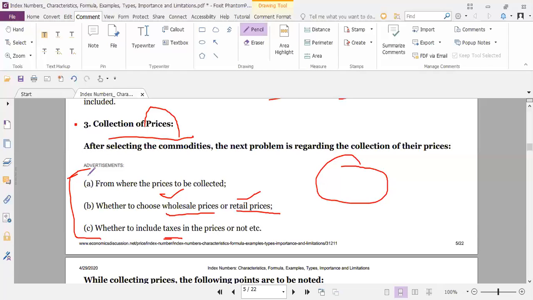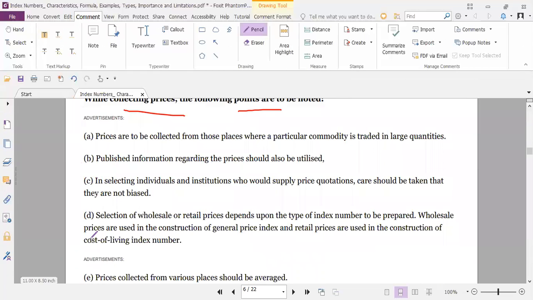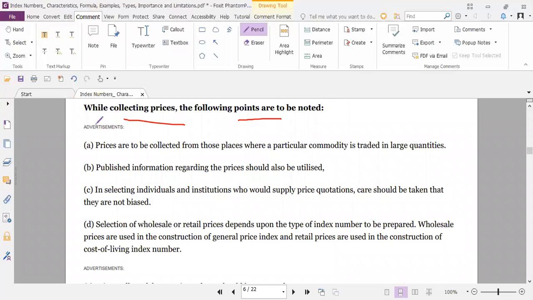You can see in your question, they've asked you what are the difficulties. So this will be your difficulties, and these are your steps. Under this step, these are the points. This is the explanation of the step of collecting prices. What are the points you need to keep in mind while collecting prices? Prices are to be collected from those places where a particular commodity is traded in large quantity. You need to see that the commodity which you're taking into consideration should be traded in large quantity.